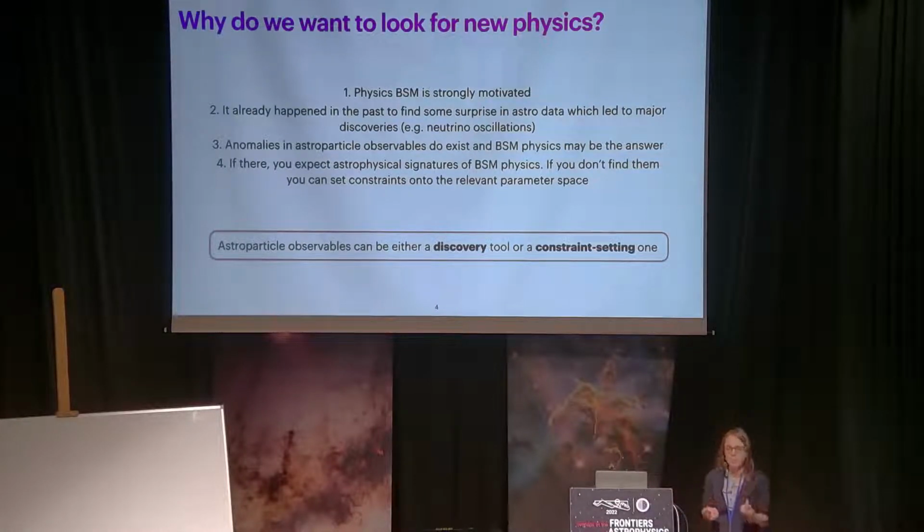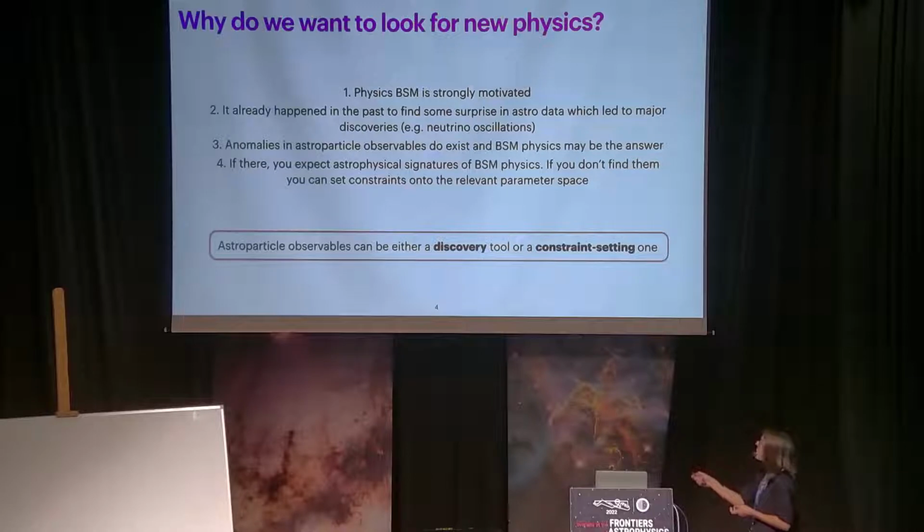Secondly, because it has already happened that we found new physics with astroparticle or astrophysical observables, like the case of neutrino oscillations. And interestingly enough, the astroparticle and high-energy astrophysics domain is plenty of anomalies that sometimes we really have a hard time explaining with standard astrophysics, and why not think about how to invoke new processes or new effects in order to explain those.